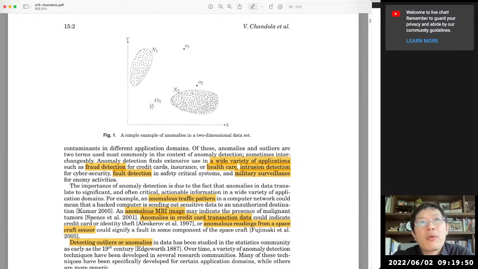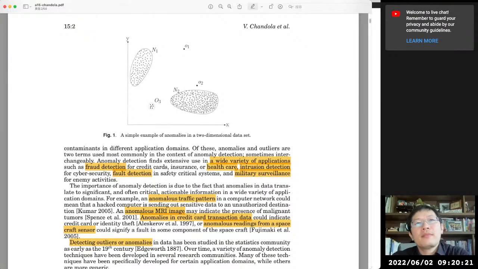So the points in N1 and N2 are clustered, right? They are quite dense. Basically, they are normal points which cluster together. But the data points O1 and O2 are point anomalies, which are very different from the points in N1 and N2. That's the kind of anomaly we call point anomaly.